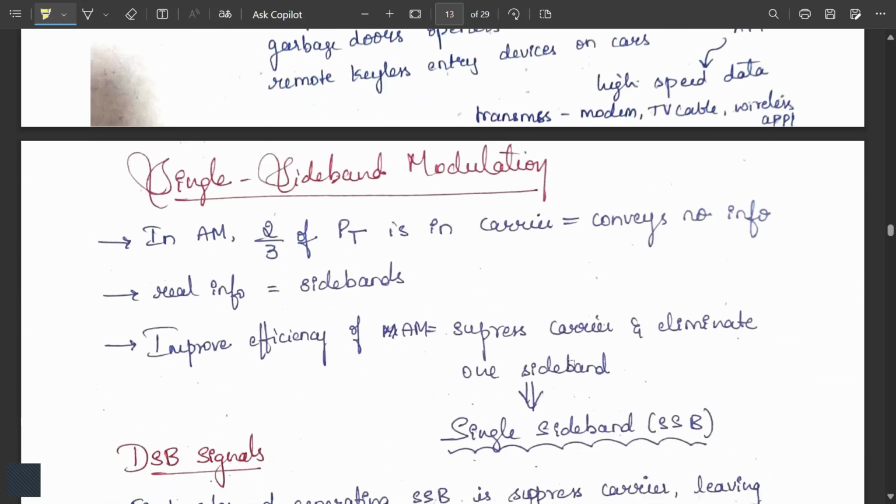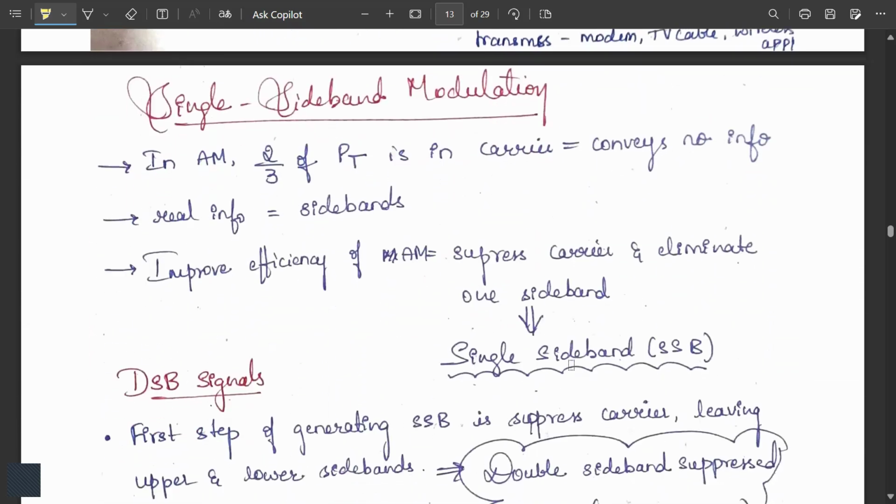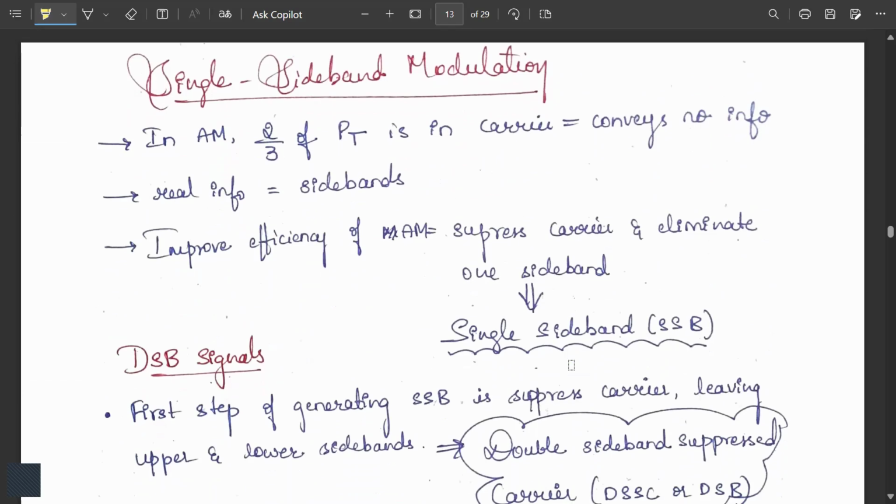So the last topic of this video, part 1, is single sideband modulation. Here we have two: one is DSB and SSB. In AM, 2 by 3rd of the power is what? Carrier. It conveys no information. So the real information is transmitted through what? Through the sidebands. To improve the efficiency of AM, we need to suppress the carrier and we need to eliminate one sideband. If we eliminate one sideband, it becomes single sideband. If we suppress the carrier, it becomes double sideband.